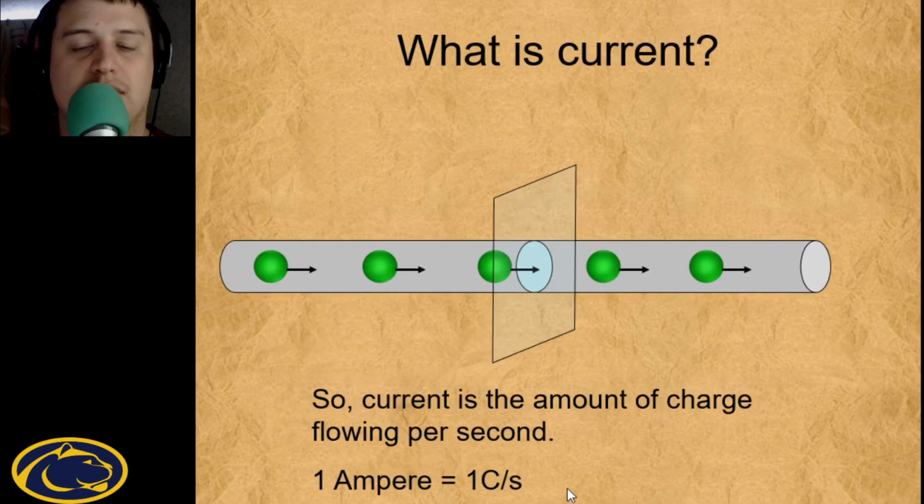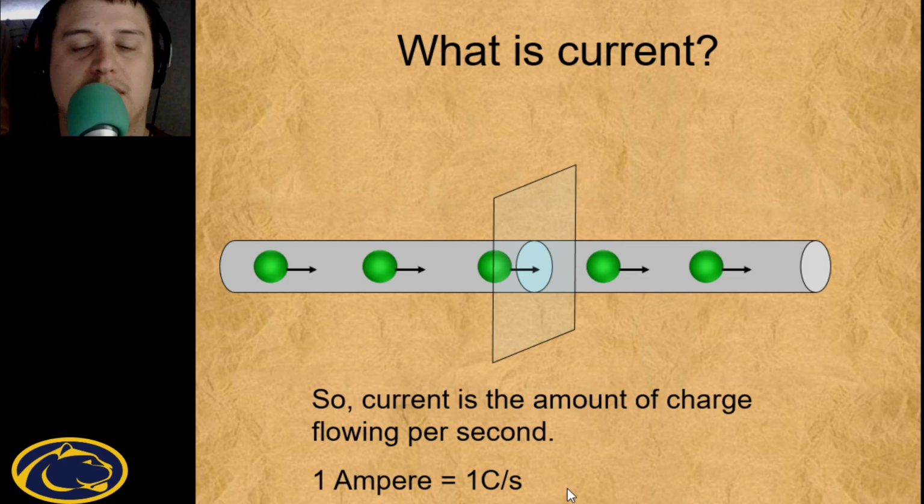But if, say, you take this as your measurement, if for 1 second, 3 of them pass this cutoff point right here in 1 second, then now the current would be 3, because it's 3 coulombs per second. Current is the rate of flow as charge moves through a circuit. What's a circuit? We talked about that last time.